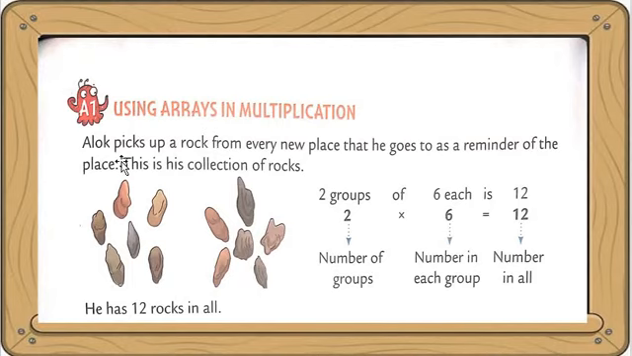Alok picks up a rock from every new place he goes to, a rock meaning a stone, like the ones you play with. Alok is the name of a boy who goes to a place and remembers that place. This place, that place, he remembers each place, and this is his collection of rocks.